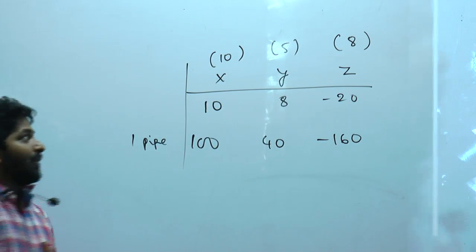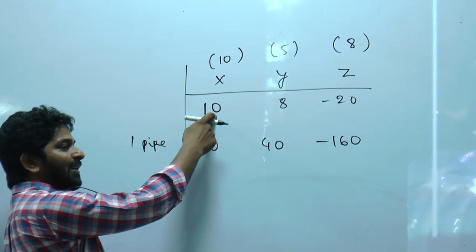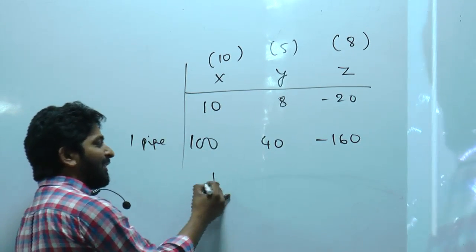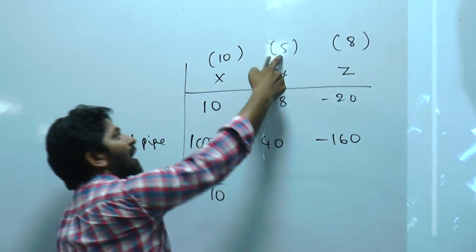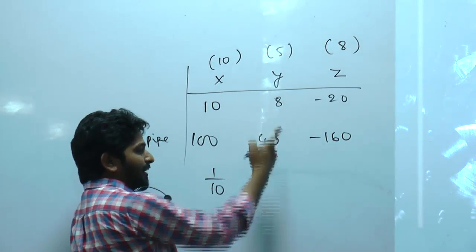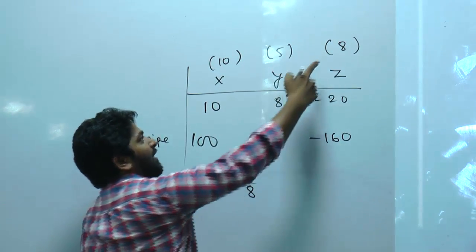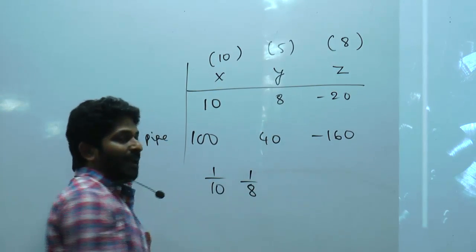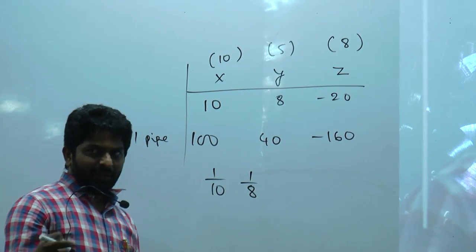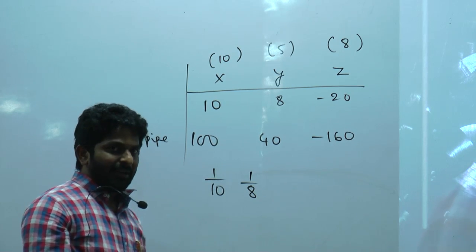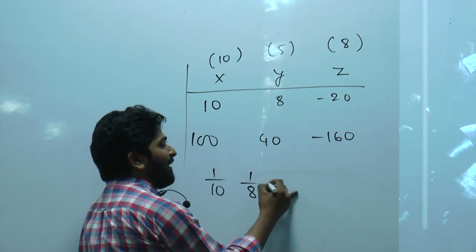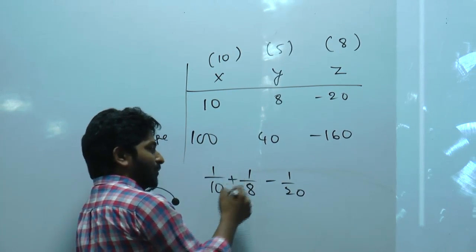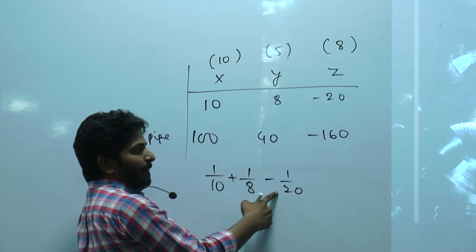Yes or no? So if all are opened, the tank is filled in 10 minutes. In 1 minute it can fill 1/10. All 5 taps opened, it takes 8 minutes. In 1 minute, 1/8. If you open 8 taps, then the tank empties in 20 minutes. So in 1 minute, 1/20. So these two are inlet pipes and this is the outlet pipe.